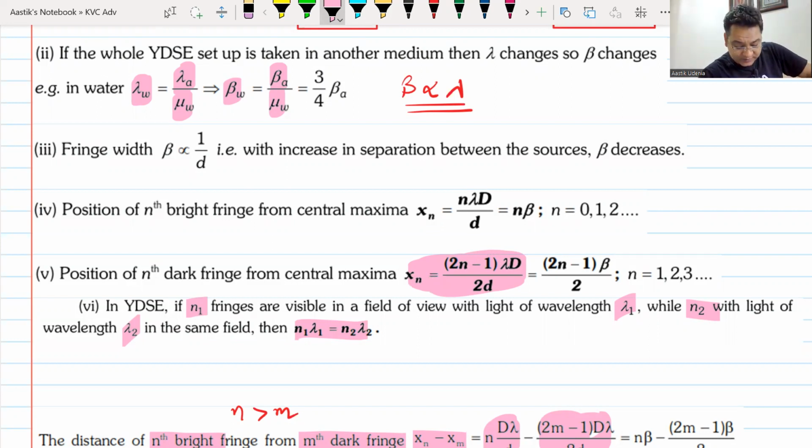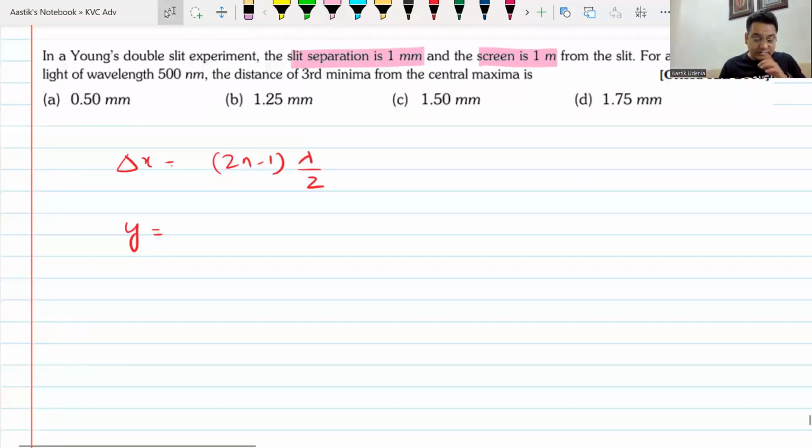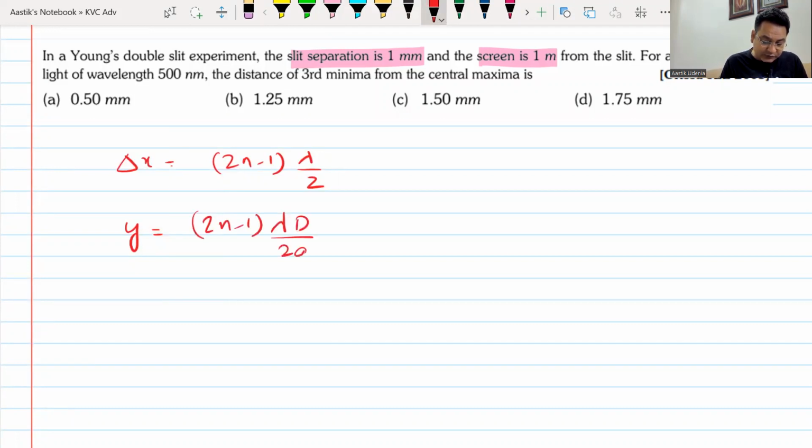So you just put this formula. Not this one, this is the formula for the path difference. The position of the fringe will be given by this revolutionary formula, (2n minus 1) lambda capital D by 2d. You put the values, you get the answer, and you stay happy. Do we understand this? Yes, sir. Remember, any one of these questions is going to appear in your exam.